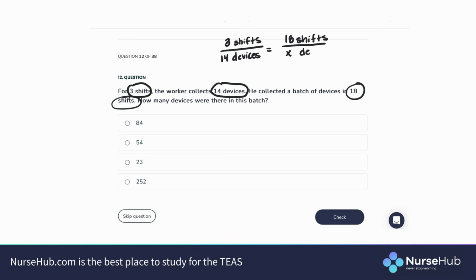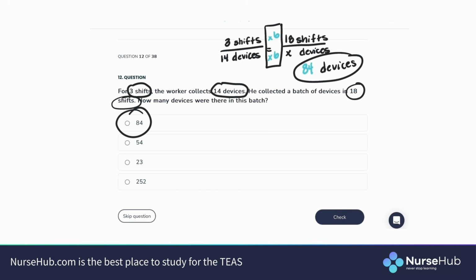and X devices. Now, again, you can do 2 things here, so I may show you something different. You can look for what we call a multiplier. So for example, 3 was multiplied by what to give us 18? I know 3 times 6 is 18, and to make sure that everything stays proportional and equal, whatever we do to the top, we have to do to the bottom. So we also have 14 times 6. So if I do that, 14 times 6, that gives us 84 devices. Could you have cross-multiplied and solved? Absolutely. If that's the method you love, go for it.